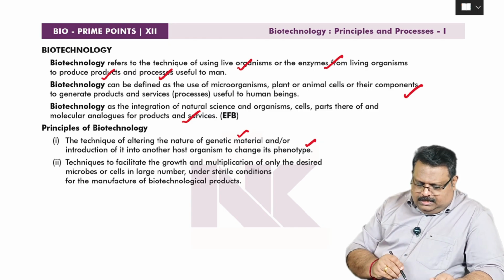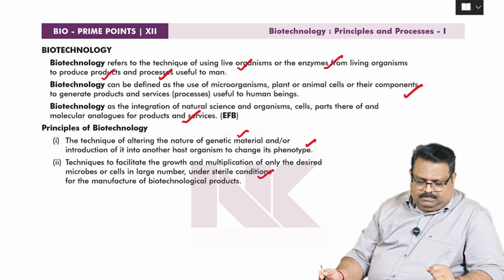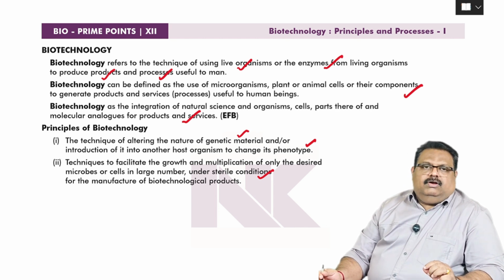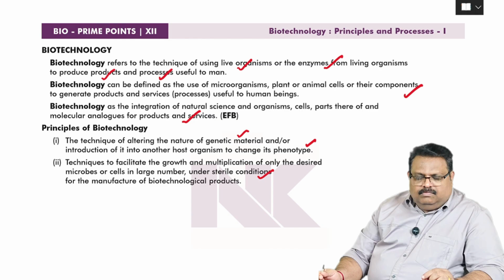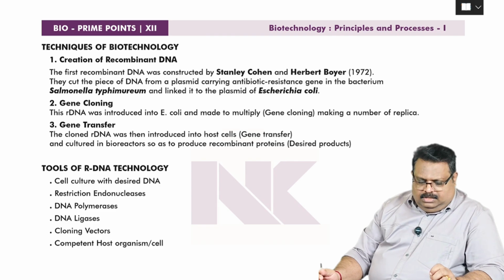The second principle is the techniques to facilitate the growth and multiplication of only the desired microbes or cells in large numbers under sterile conditions for the manufacture of biotechnological products. So these are the principles of biotechnology. So in this session, we have to remember what is actually biotechnology and what are the principles. Okay. The second prime point is the techniques of biotechnology.